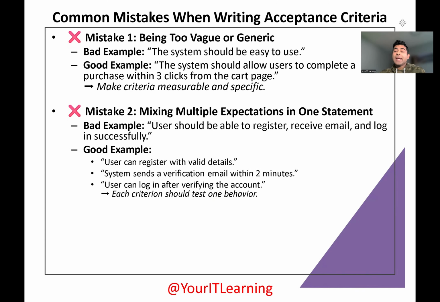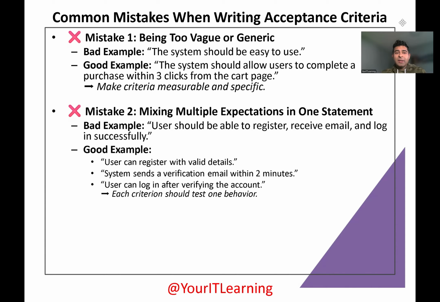This good example makes sure that the criteria is measurable and specific. Mistake number two: mixing multiple expectations in one statement. I always say try to write your user story as small as possible, because it's easier to achieve and easier to get done. So never mix multiple things in one user story. The bad example here would be "user should be able to register, receive email, and log in successfully." So basically it's asking for three things.